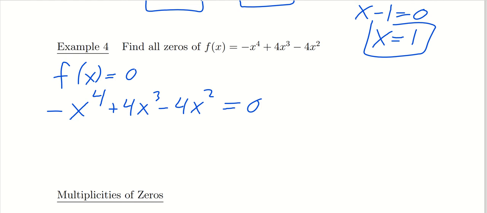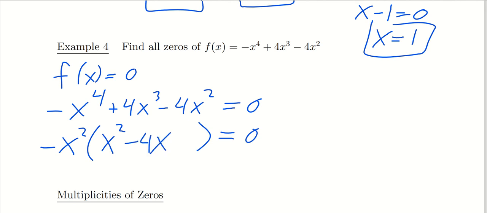Here, we again have a GCF we can factor out. Let's factor out the negative x squared from all of our terms. That will leave us with a positive x squared minus 4x plus 4, like this. So we were able to factor it with a GCF. Now notice that the resulting quadratic we get also factors more.